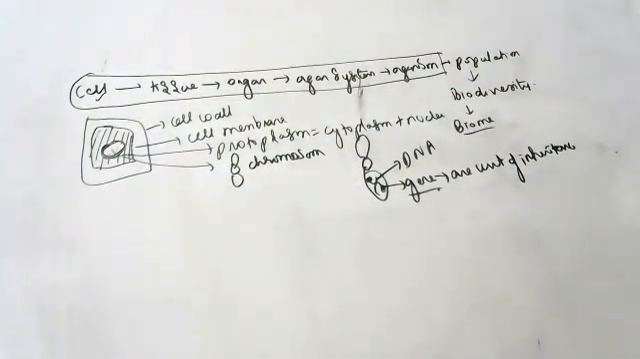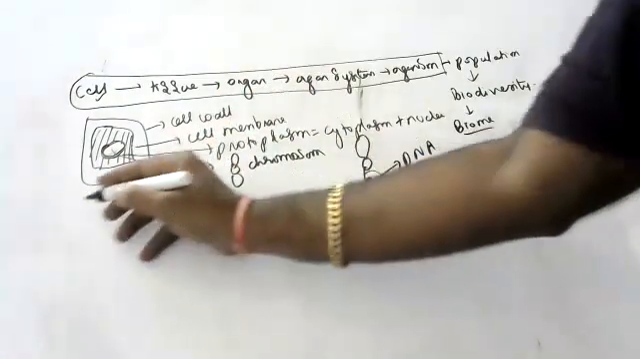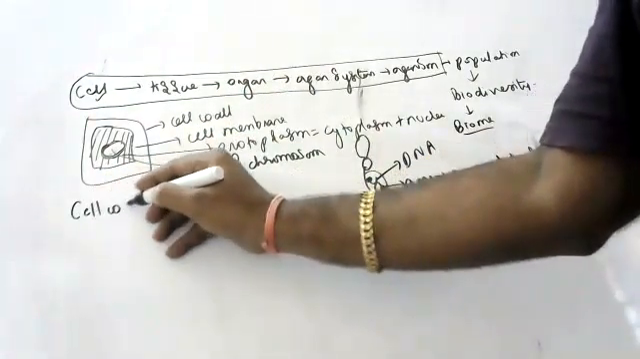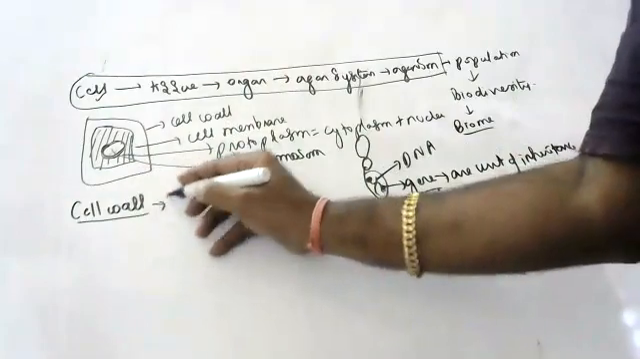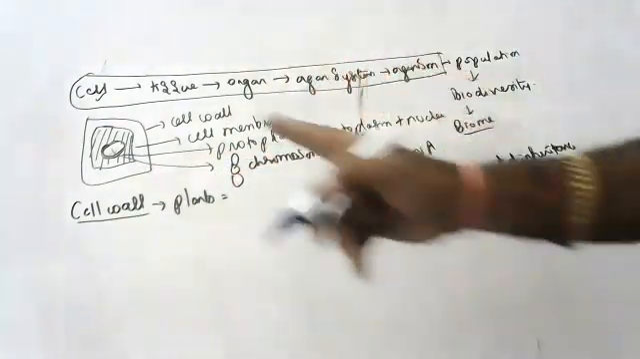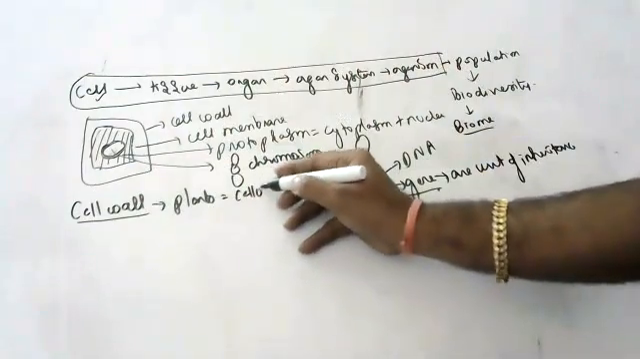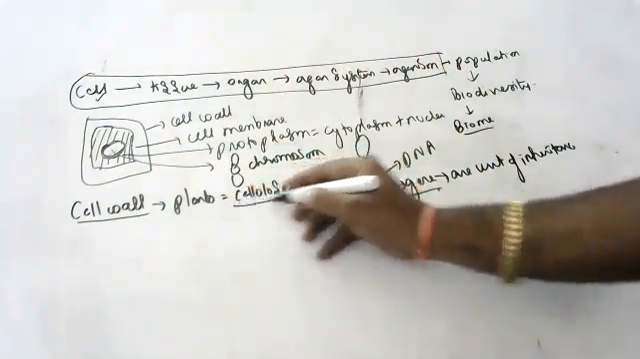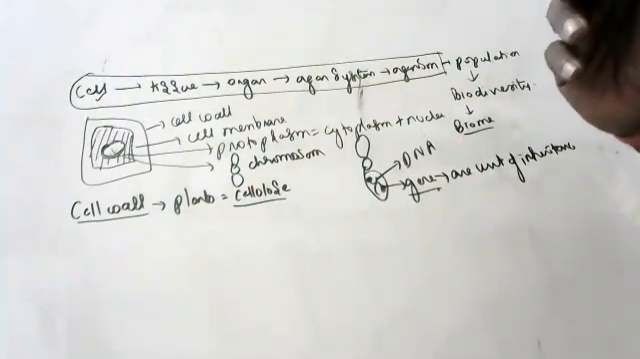A cell looks like this. Okay, children, one by one we will study. First one is the cell wall. Remember, children, the cell wall is present only in plants. The cell wall is made up of cellulose. It is a complex carbohydrate.